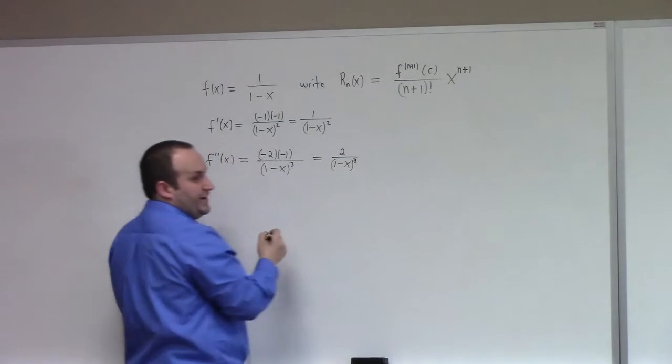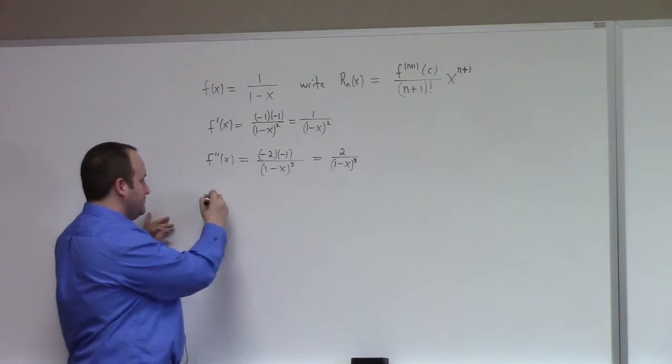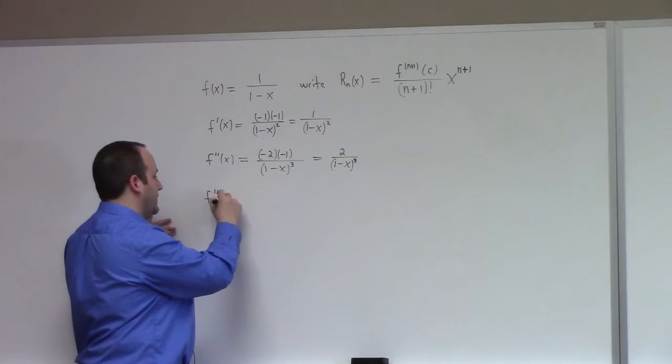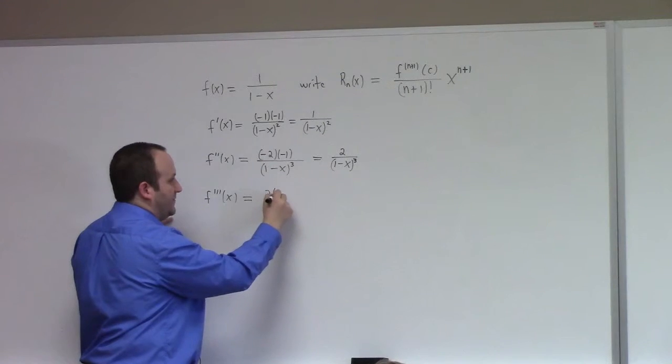I mean, this is an odd problem. I don't mind working it out for you. You already know the answer, right? What's the third derivative? 2 times minus 3.